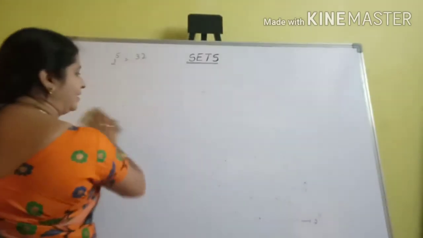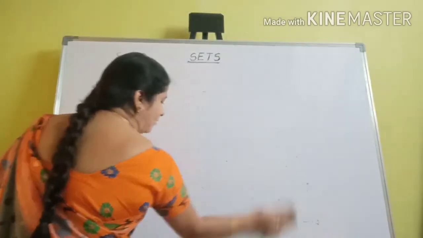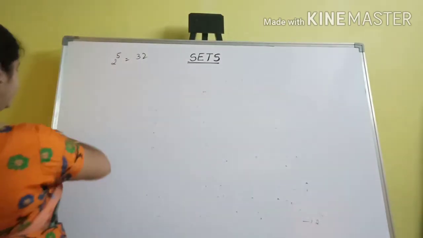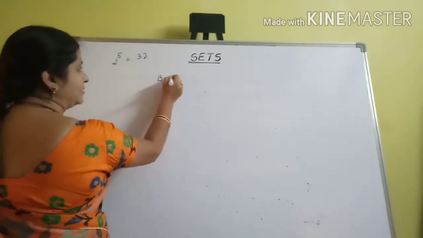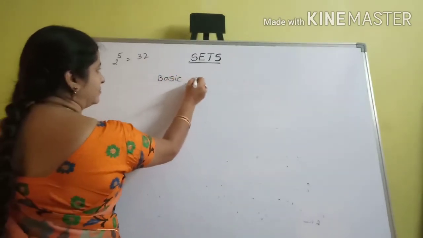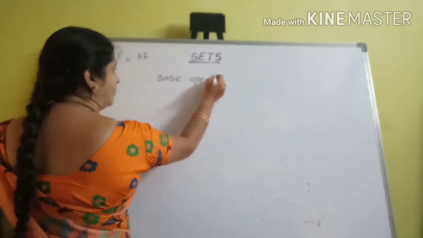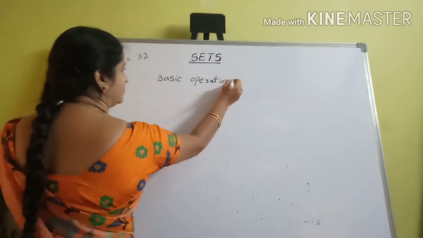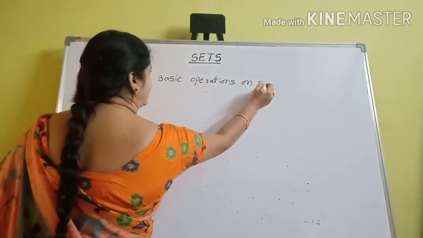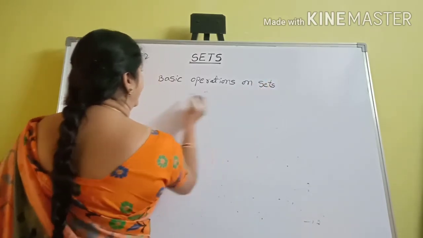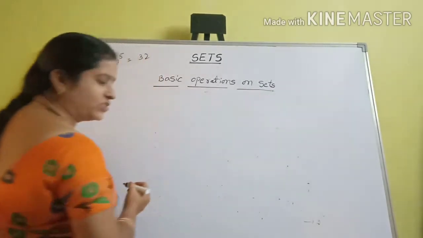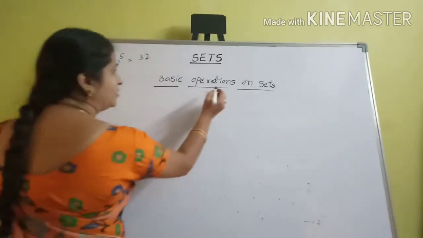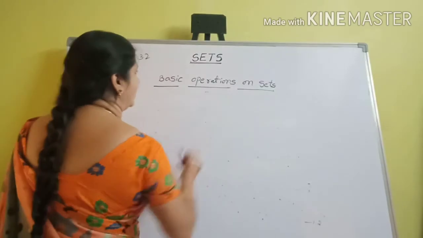These are mainly 3 types. The first one is basic operations on sets. This is a very important concept for your 4 marks question. Everyone should learn the topic properly.